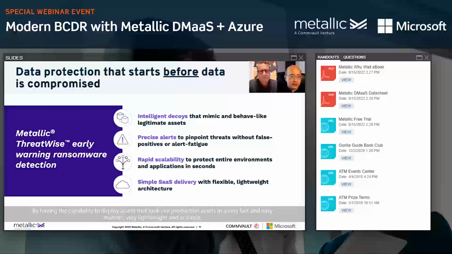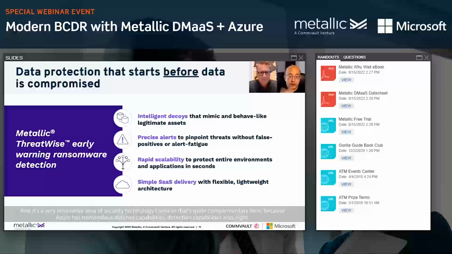By having the capability to deploy assets that look like production assets in a very fast and easy manner, very lightweight and scalable, being able to deploy thousands of traps that should never be touched, right? They are never touched in normal operation. Should those be touched in any way, that's an immediate flag for anomalous or malicious activity, whether it's someone externally who's breached your environment, or an administrator who's decided, hey, let me take a look around and see if there's something else I might be able to poke at in order to get some data that I could use later. And it's a very innovative area of security technology.